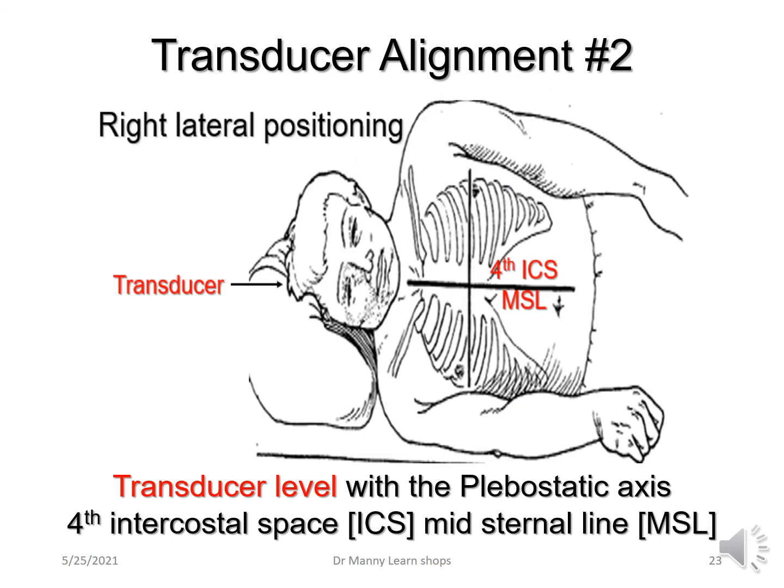Then you've got transducer alignment 2. This may be for patients now that have to remain in a lateral position. And this is the right lateral positioning, where the transducer level is with the phlebostatic axis, which is in the fourth intercostal space again, because that's the level of the right atrium. However, it's in the mid-sternal line.